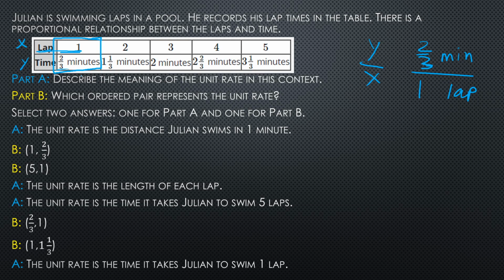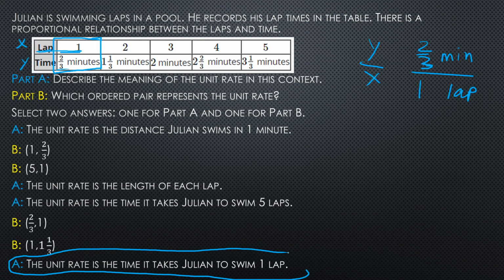Part A wants to know, describe the meaning of the unit rate in this context. Okay? Well, if I look here, the unit rate is telling me how long it takes him to swim 1 lap. Right? It takes him 2/3 of a minute to swim 1 lap. So the unit rate here is going to be the time it takes Julian to swim 1 lap.